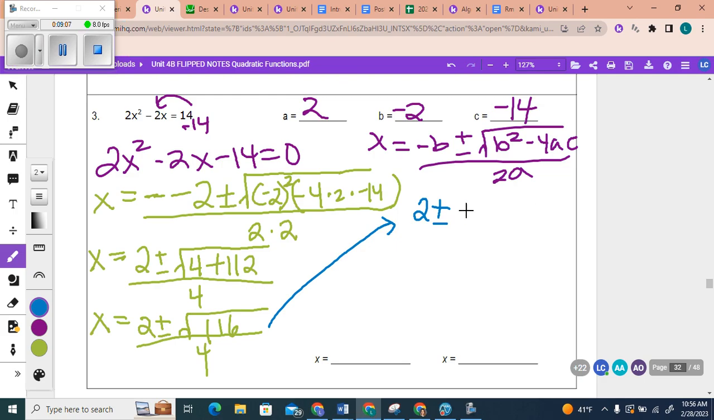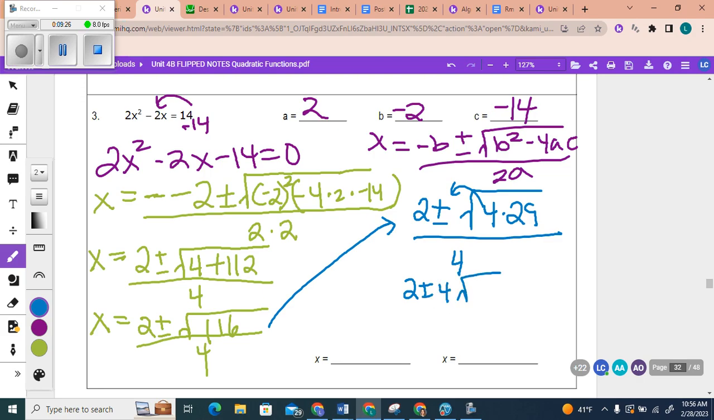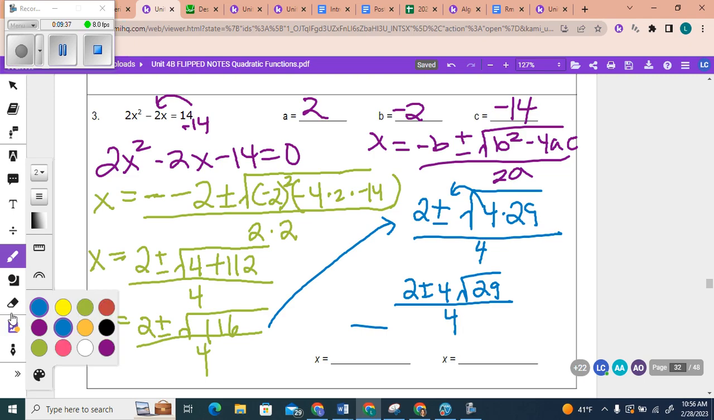Okay, so 2 plus or minus the square root of 4 times 29. We break it down. What's the square root of 4? 2. So we take that in front. This is what we have been doing all unit, right? We can't do anything with that 29, so we have to leave it under the square root.